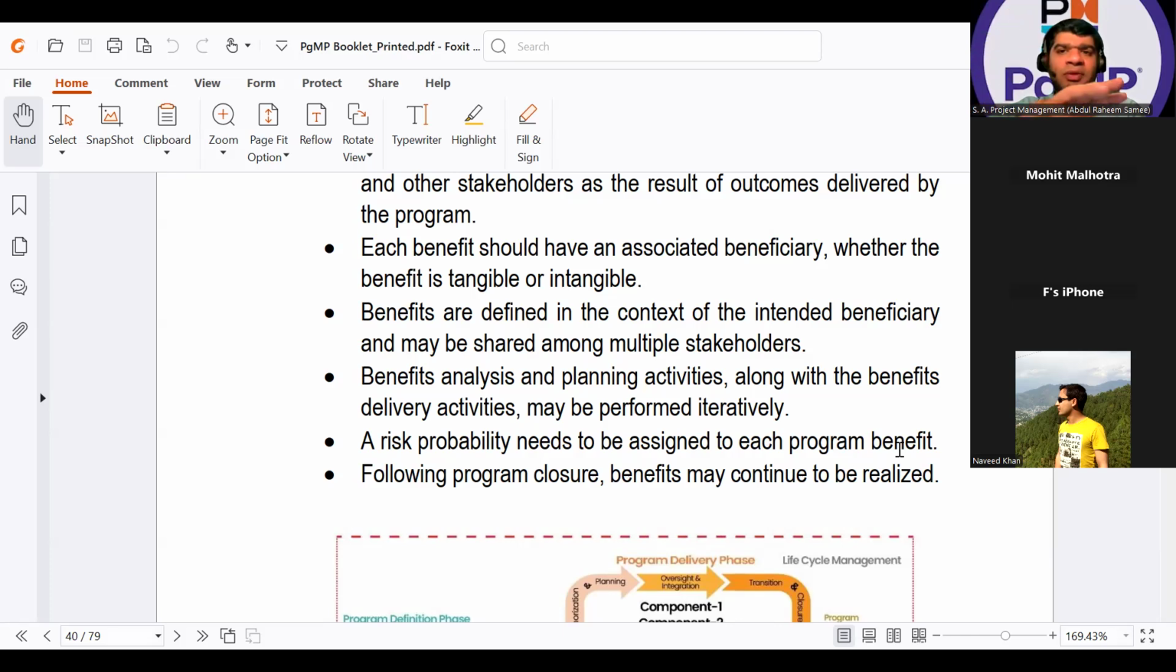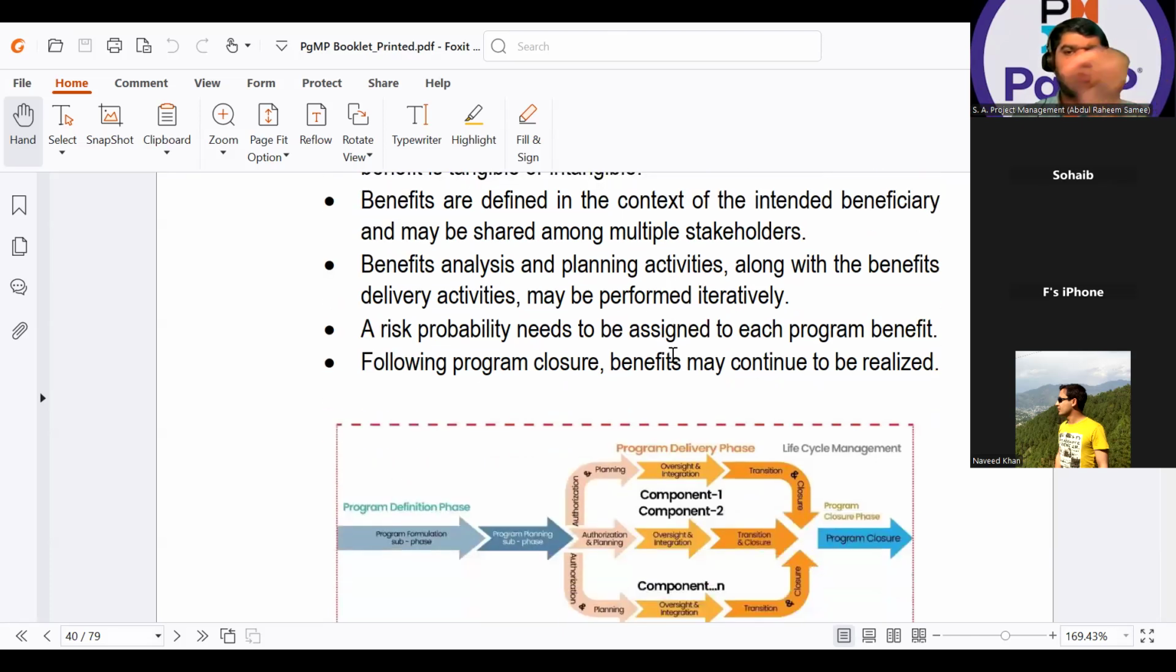Because if any sort of a risk, threat, or opportunity is affecting the realization of my benefits, first step is to go and look into my risk management plan. Clear? Everybody agrees to this point? So this is a very common tone that is coming nowadays. Can you repeat again, please?